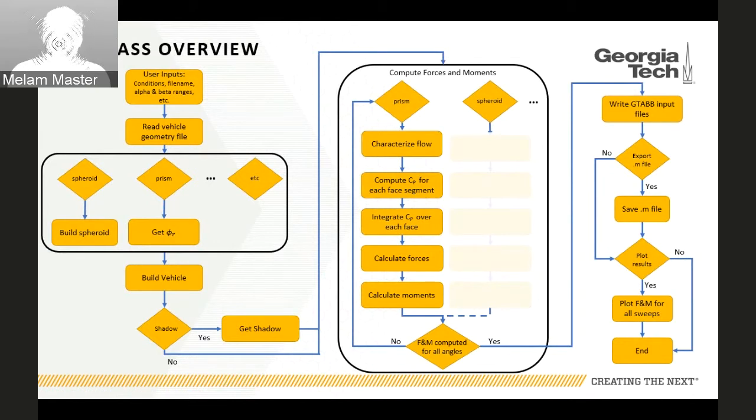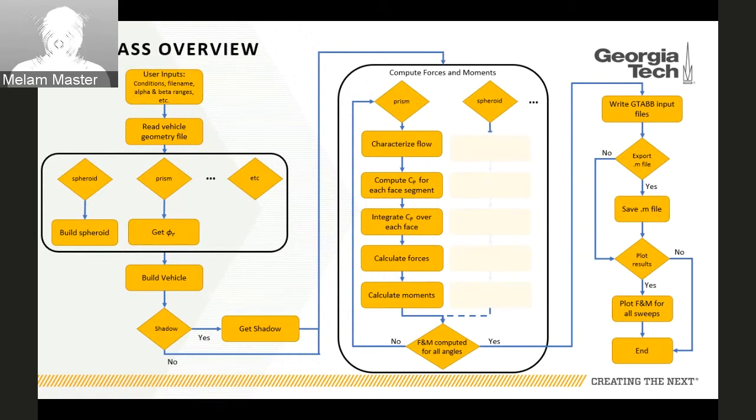From that built vehicle, one of the things we've been working on recently is shadowing. For example, if the free stream flight conditions are blocked to one face because there's another face in the way, that's considered shadowing. Recently we've added that because the flight conditions are different for a face if another face is blocking it from the free stream, and so we're now considering that in the simulation. So we determine if each face is shadowed, and then we go to the flow characterization, whether it's steady, unsteady, any turbulence, etc.